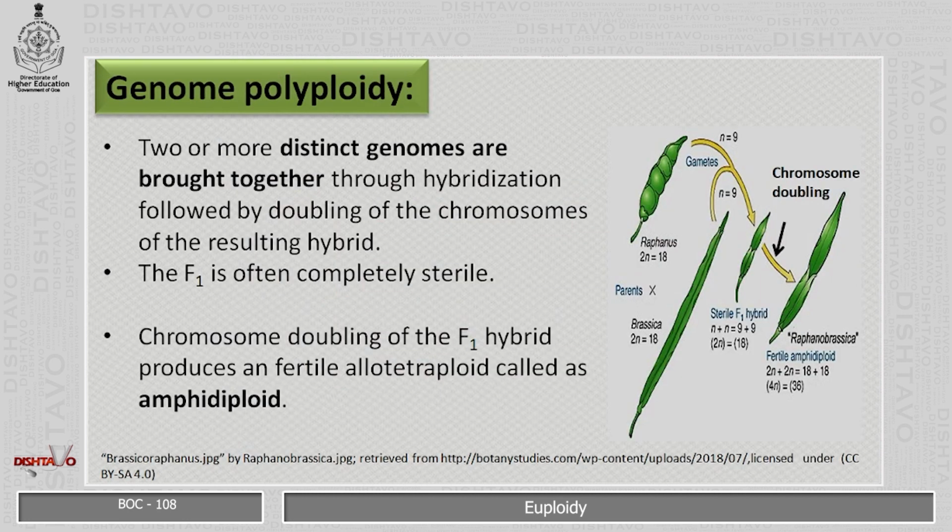Genome allopolyploidy. Here, two or more distinct genomes are brought together through hybridization followed by doubling of the chromosomes of the resulting hybrid. The F1 is often completely sterile. Chromosome doubling of the F1 hybrid produces a fertile allotetraploid called amphidiploid. Here, the example of Raphanobrassica has been shown to you.